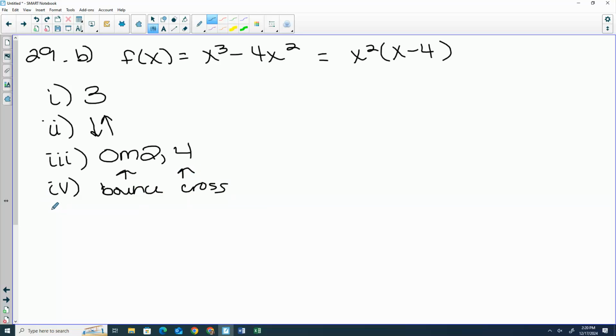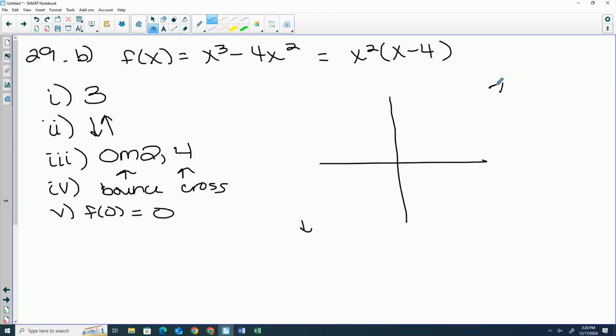Okay. Then we did the y-intercept. So that's when you plug in 0 for all of your x's, and we get 0. Okay, so we know it's going to start down here and end up here. It's the x-axis at 0 and 4. Y-axis at 0. So start here.